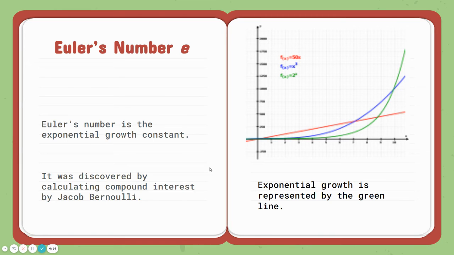Euler's number, or e, is something you might have seen in a higher level math class. Euler's number is the exponential growth constant, and it was discovered by calculating compound interest, thanks to Jacob Bernoulli. Exponential growth is represented by the green line, and that's where growth starts growing slowly, but then starts increasing rapidly until it almost approaches a straight vertical line.